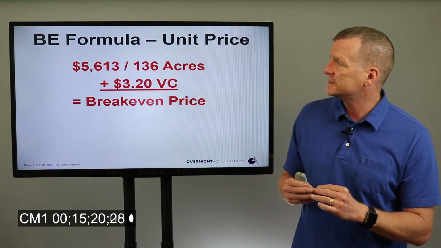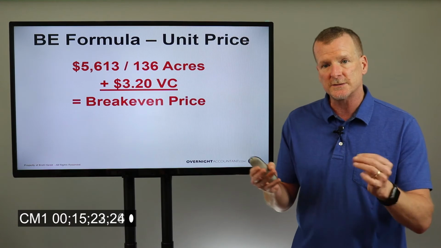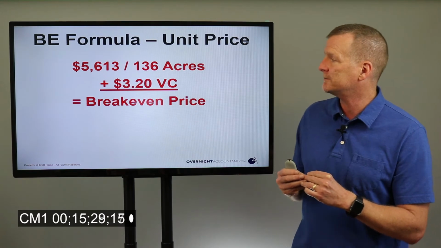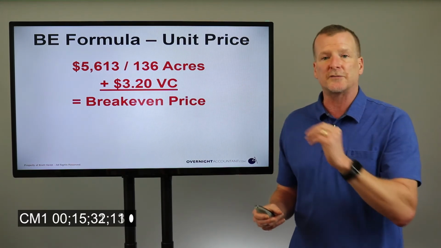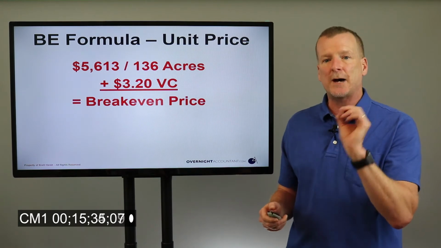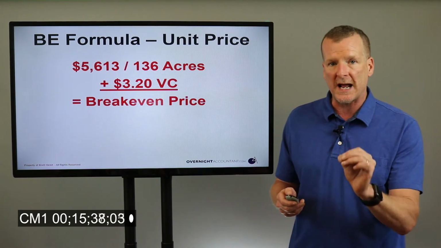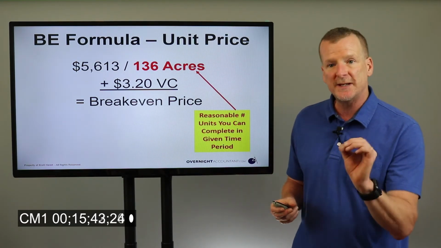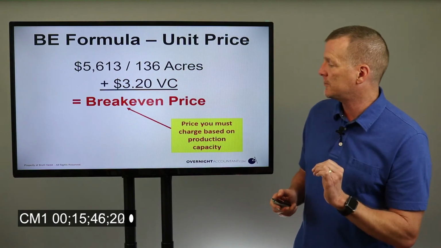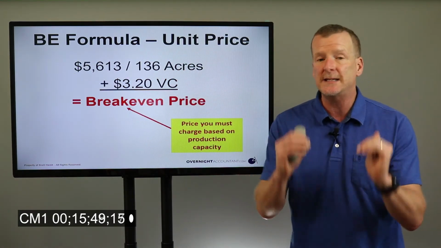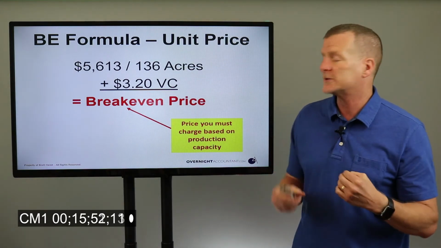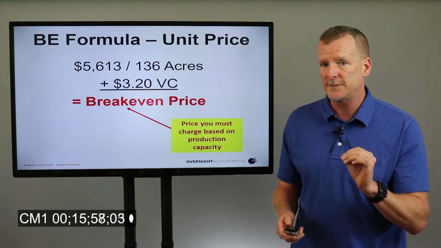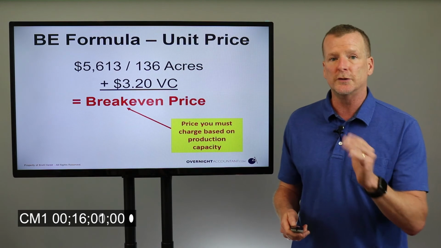He's got $5,613 fixed cost, as you recall. His productive capacity is 136 acres a month. So you divide those two together, you add a $3.20 variable cost, and that's how much he's going to have to charge per unit, on average, per acre to break even. So there's his fixed cost, a reasonable number of units Jimmy can complete within a given period of time, plus his variable cost, and this ends up really being the price that he must charge. And for you with your formula, it's the price you must charge to create an entrepreneurial profit, and pay your personal bills and your business bills within a given period of time due to your production capacity.